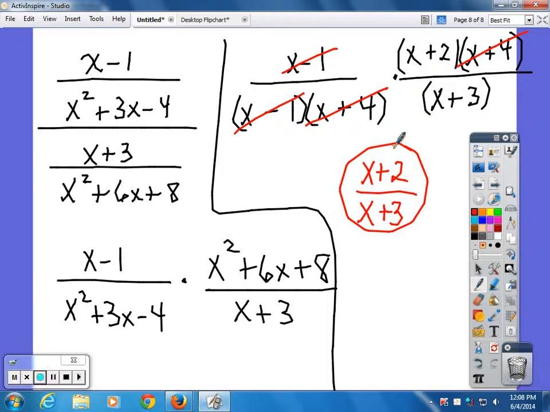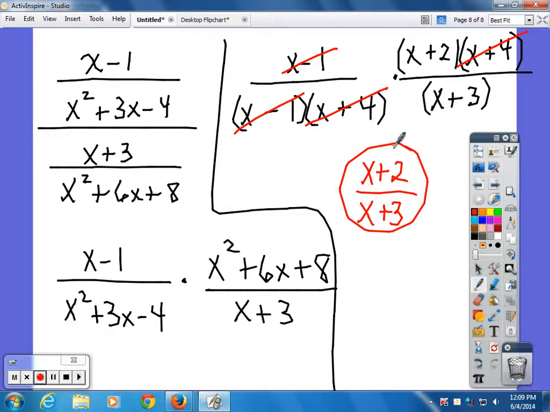No, these are your two denominators. If you're doing it your way, x plus 4 would be your denominator, and x plus 2 and x minus 1. No, it'd be x plus 4, x minus 1, x plus 2. That would be your common denominator. But you're working it the longer way doing that.